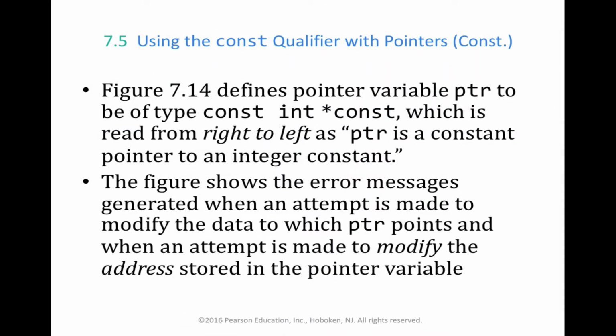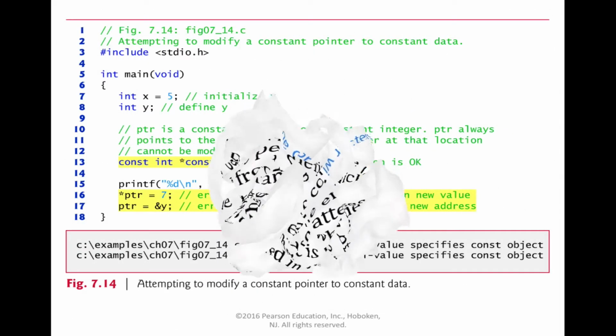Figure 7.14 is going to define a variable ptr to be of type const int * const, which is read from left to right as: ptr is a constant pointer to an integer constant. We are going to attempt to modify the data that the pointer points to and attempt to modify the address that ptr points to. And in both cases, we are going to get errors. So let's take a look at this.